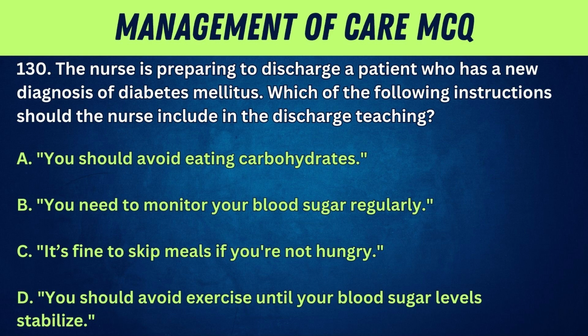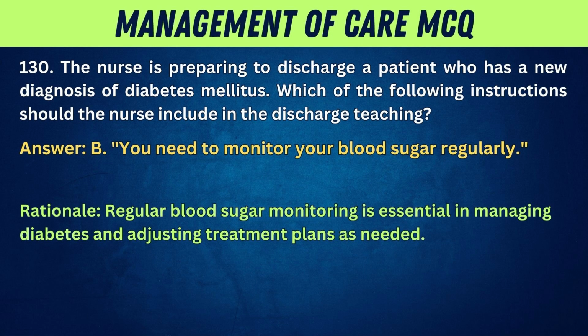130. The nurse is preparing to discharge a patient who has a new diagnosis of diabetes mellitus. Which of the following instructions should the nurse include in the discharge teaching? A. You should avoid eating carbohydrates. B. You need to monitor your blood sugar regularly. C. It's fine to skip meals if you're not hungry. D. You should avoid exercise until your blood sugar levels stabilize. Answer. B.